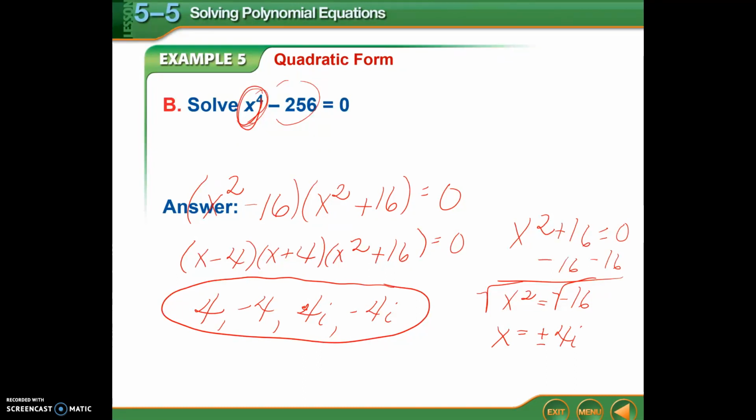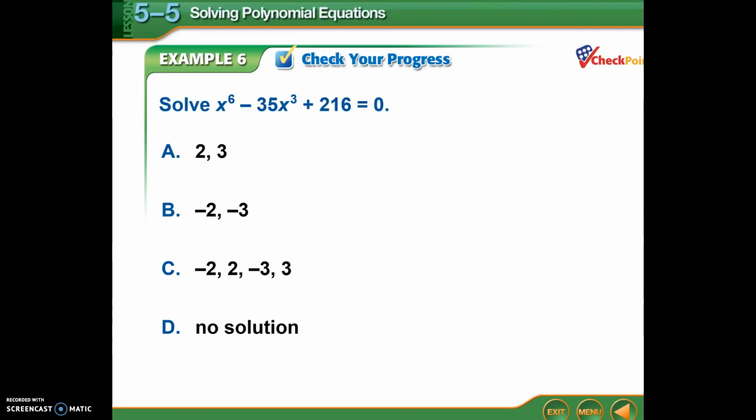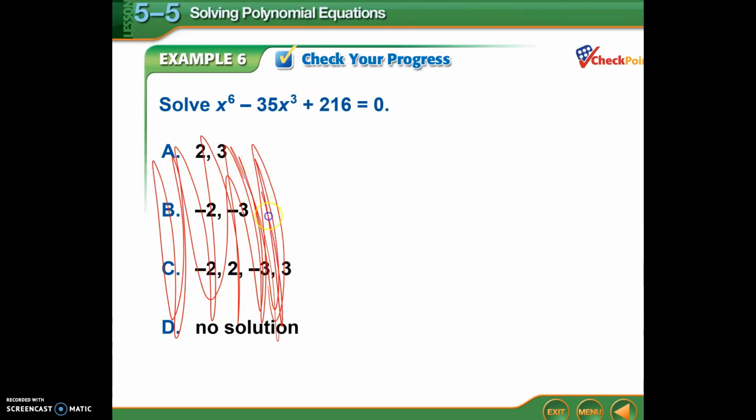So, the very last one. If you've talked to any of your classmates, this one is probably the one that's scaring a bunch of them, and you don't see a lot of this on your homework, but we want to talk about it. So we have x to the 6th minus 35x cubed plus 216. And we're not going to really talk about these solutions because I want you to actually solve these all out on your homework. So I should have taken that out, and I apologize for that.